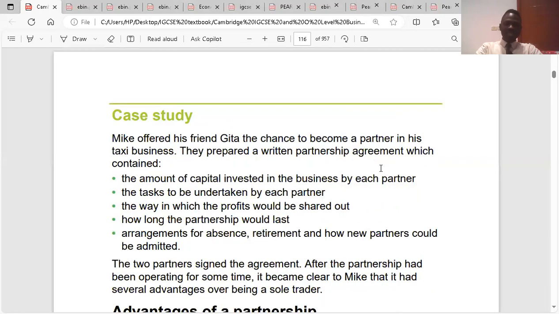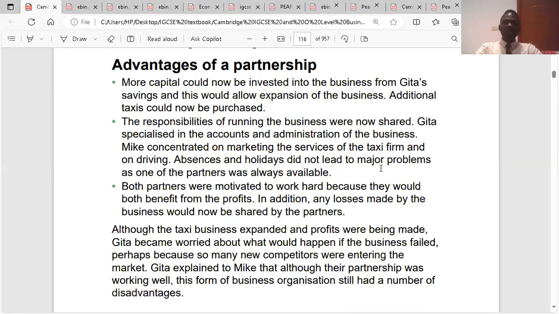So we'll go to the advantages now. Advantages of partnership. One, more capital could now be invested into the business. With partnership, because other partners will contribute capital into the business, you have additional capital employed in the business. Clear? Yes. Two, the responsibilities are shared now. It's not just going to be you alone. You have your partner to share responsibility with, and that reduces the burden in decision making.